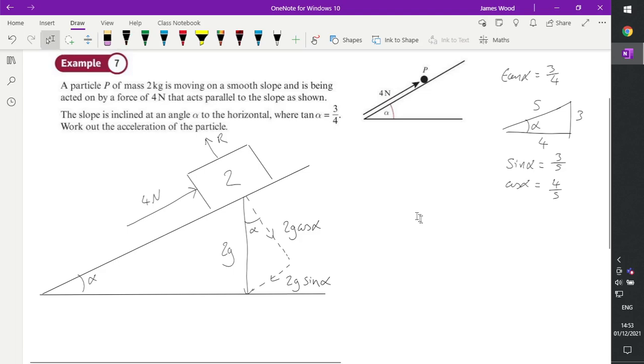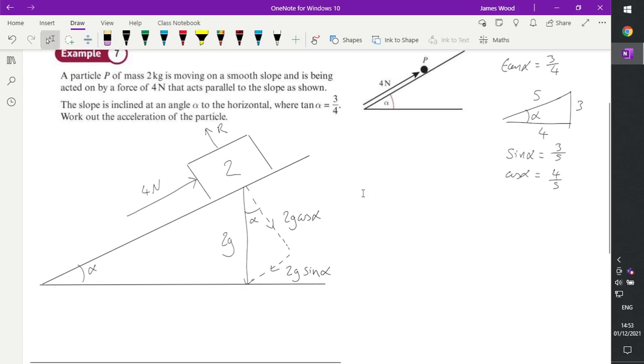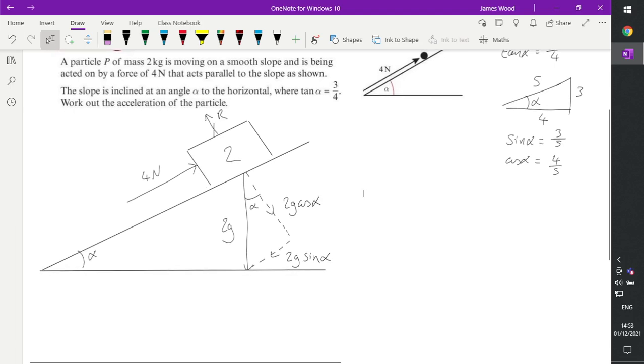Now, we don't actually know if this is moving up or down the slope at the moment. So we should probably try and work that out. To actually determine if it's moving up or down, we just need to compare this force with this force and see which is bigger.